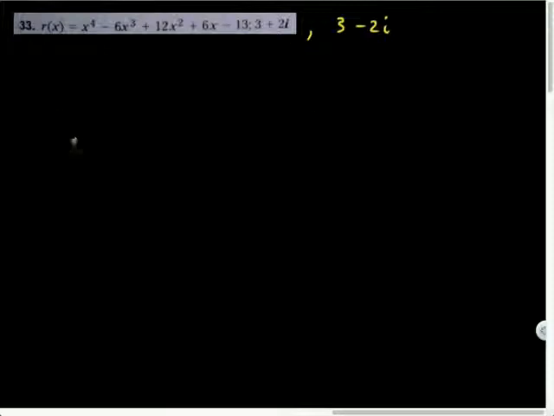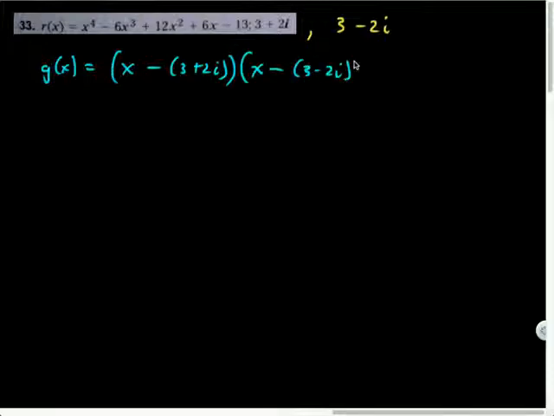So that means a depressed polynomial that I'll call g of x is going to contain factors that have those zeros. So x minus a 3 plus 2i, times x minus a 3 minus 2i. Make sure we're writing down corrections if we haven't gotten this correct. And I can simplify that. That's x minus 3 minus 2i, and x minus 3 plus 2i.